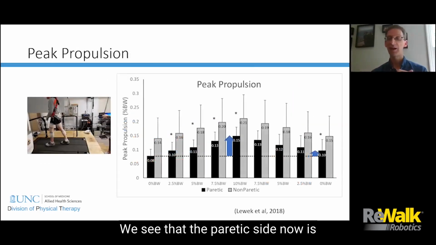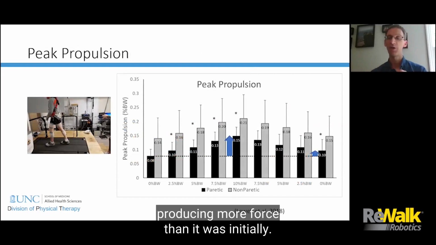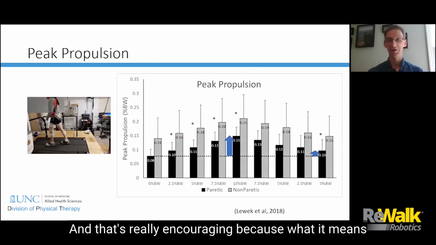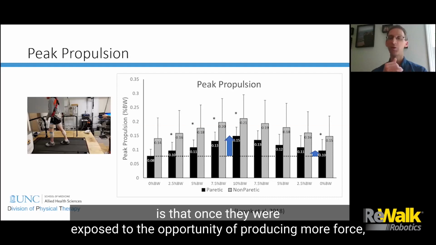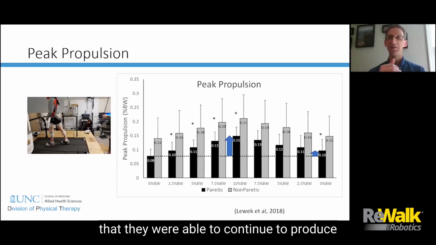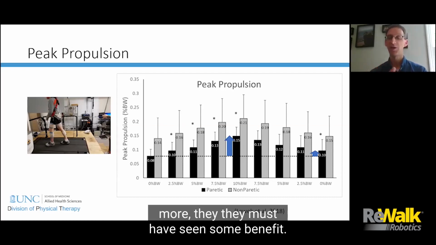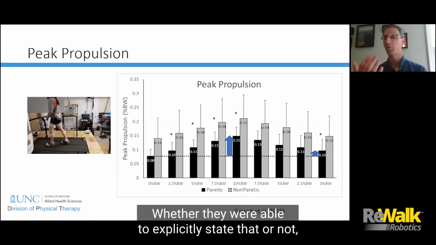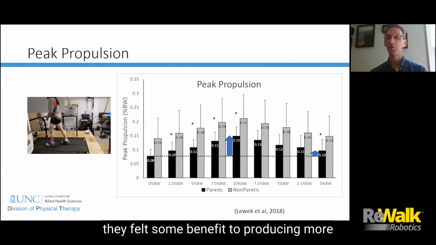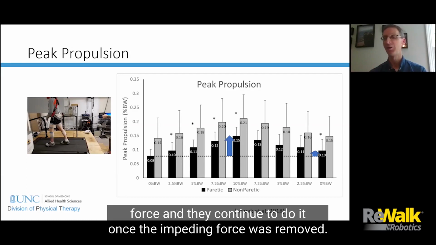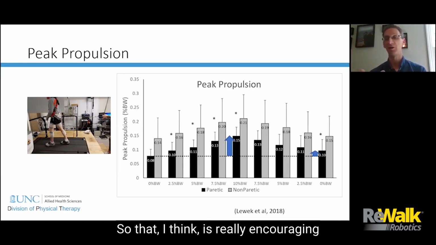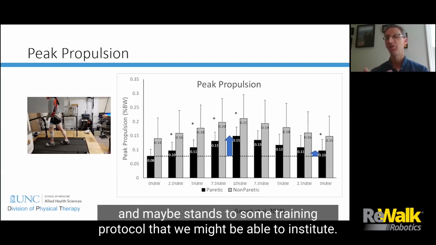We see that the paretic side now is producing more force than it was initially. And that's really encouraging, because what it means is that once they were exposed the opportunity of producing more force, they were able to continue to produce more. They must have seen some benefit, whether they were able to explicitly state that or not. They felt some benefit to producing more force, and they continued to do it once the impeding force was removed. So that, I think, is really encouraging, and maybe stands to some training protocol that we might be able to institute.